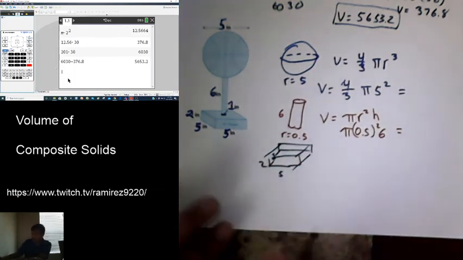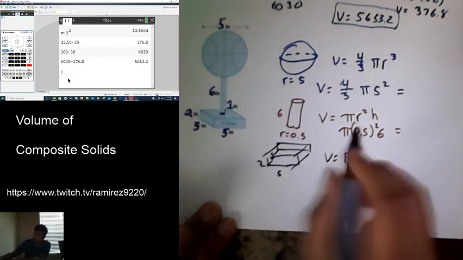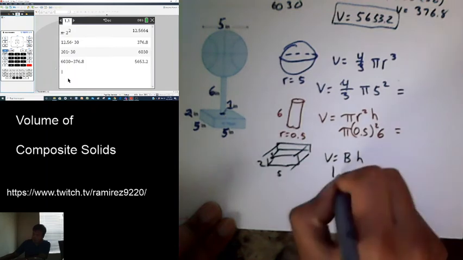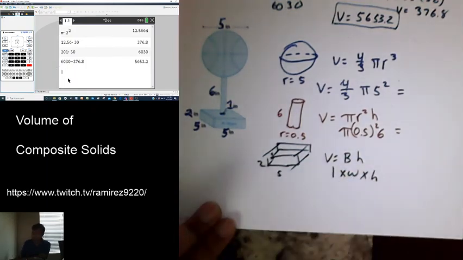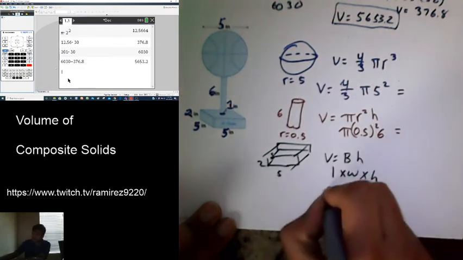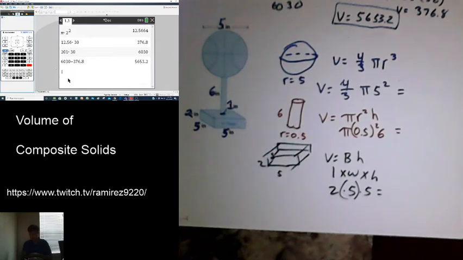Okay, so again, volume on these is just big B times h, which translates just to length times width times height in a rectangular prism. So it's just going to be 2 times 5 times 5. So this is going to be very easy to calculate. So now I'm just going to go to my calculator and find out each one.